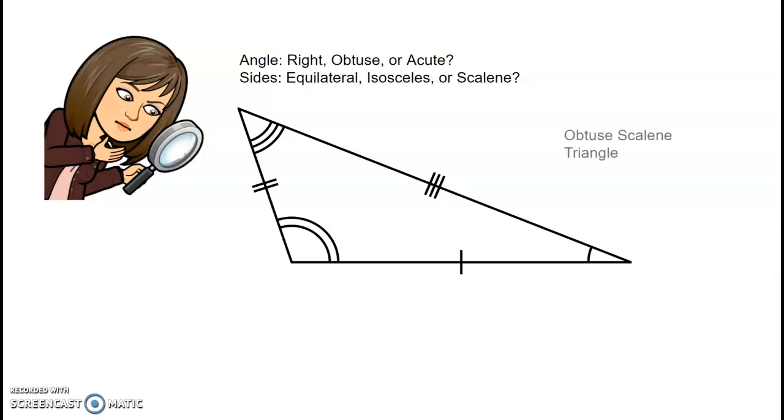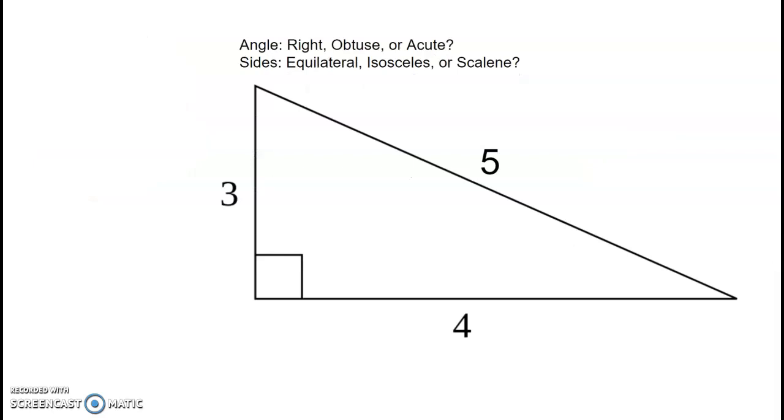It is scalene. So next to your triangle, I want you to write that it is an obtuse scalene triangle. And that is the name of that triangle, obtuse scalene triangle. Okay, this is our next one.